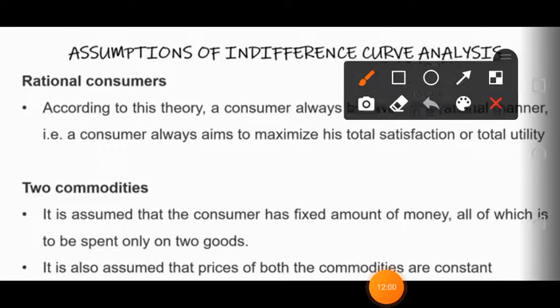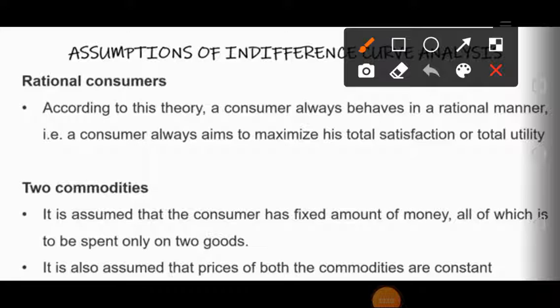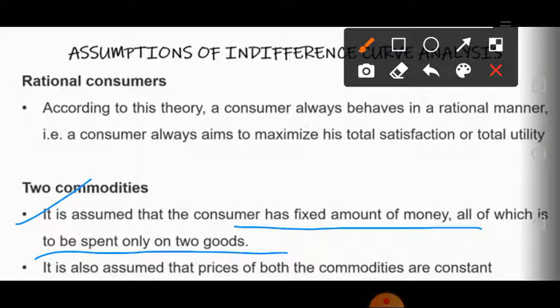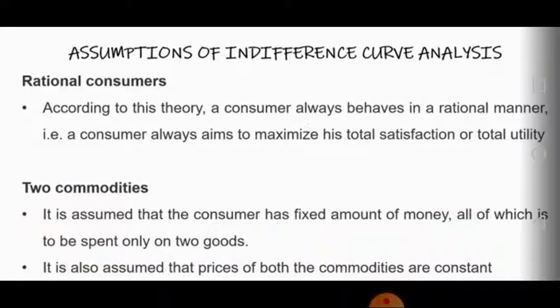Two commodities is an essential thing in this curve making. It is assumed that the consumer has a fixed amount of money, all of which is to be spent only on two goods. It is also assumed that the prices of both the commodities are constant.